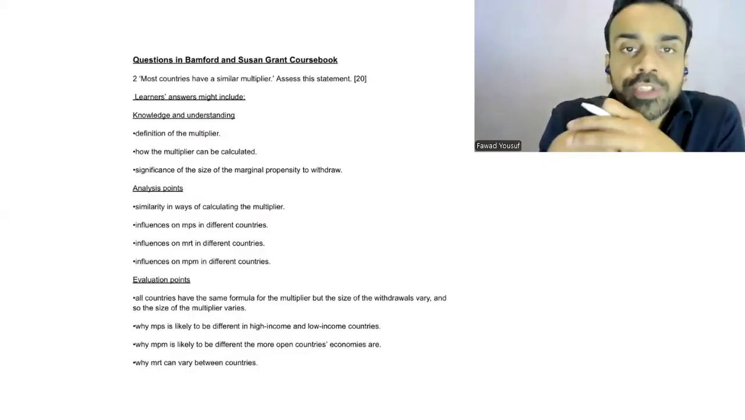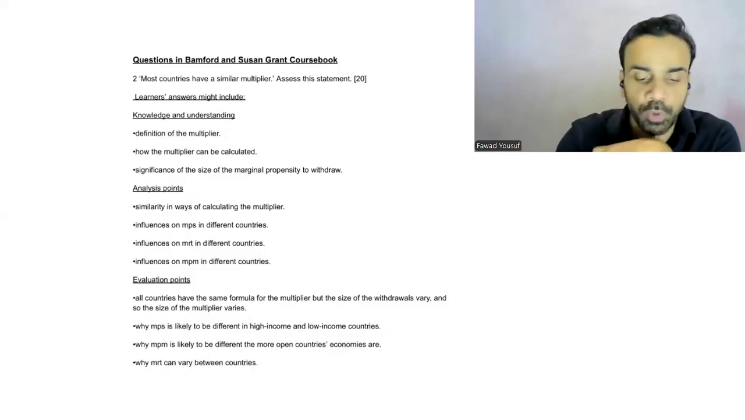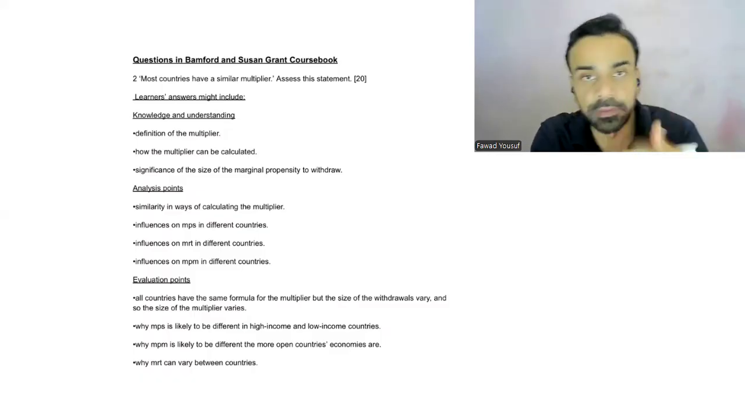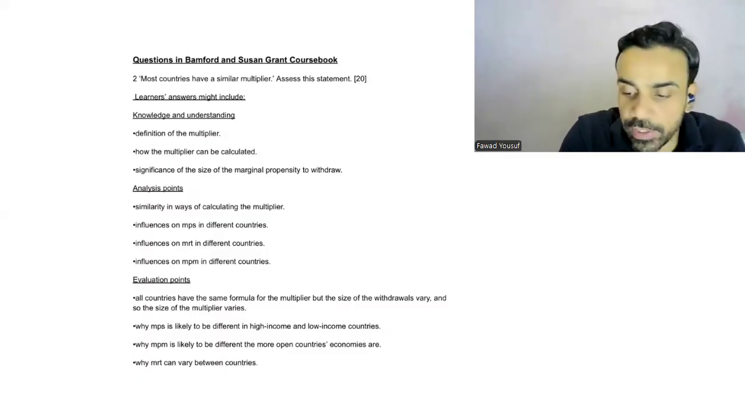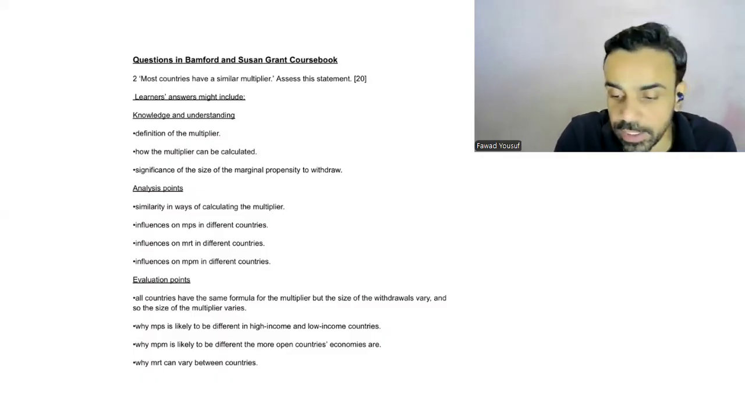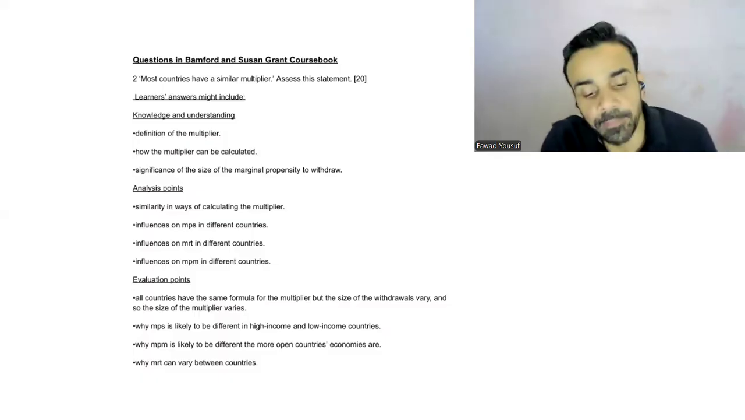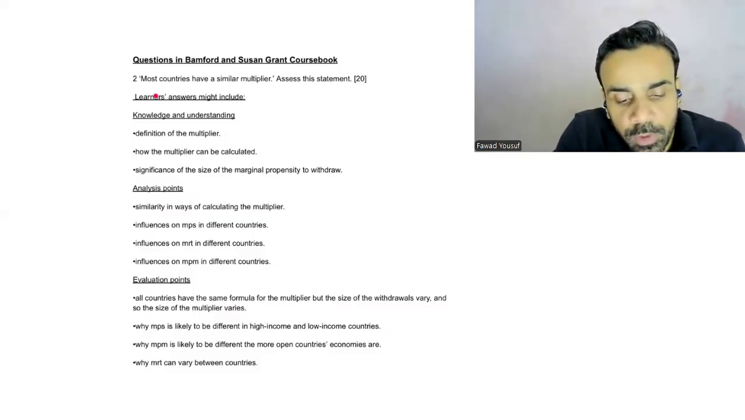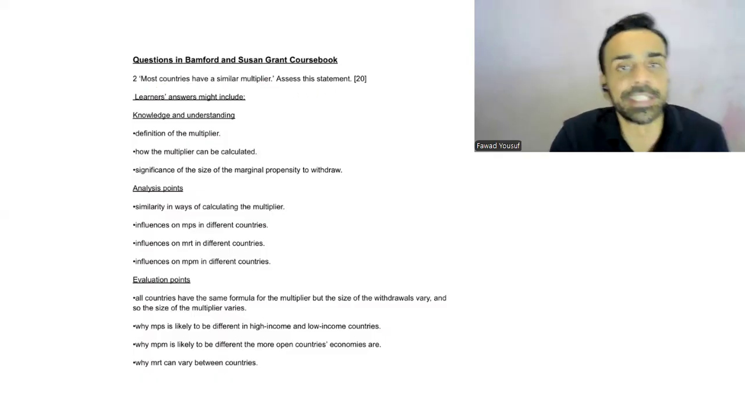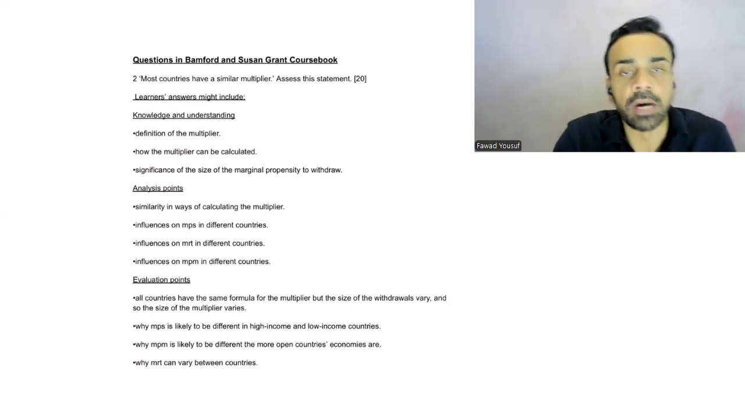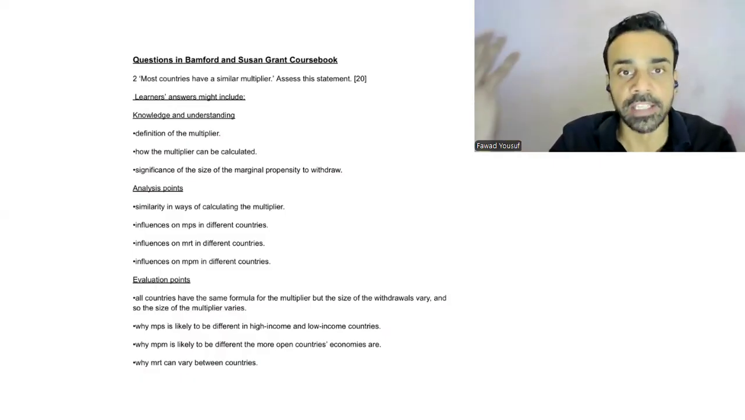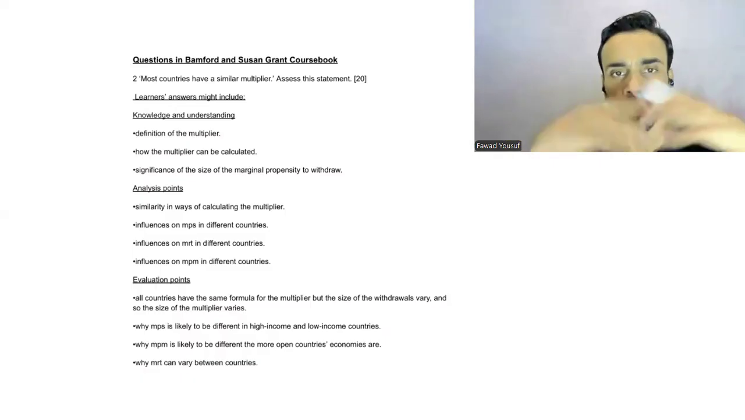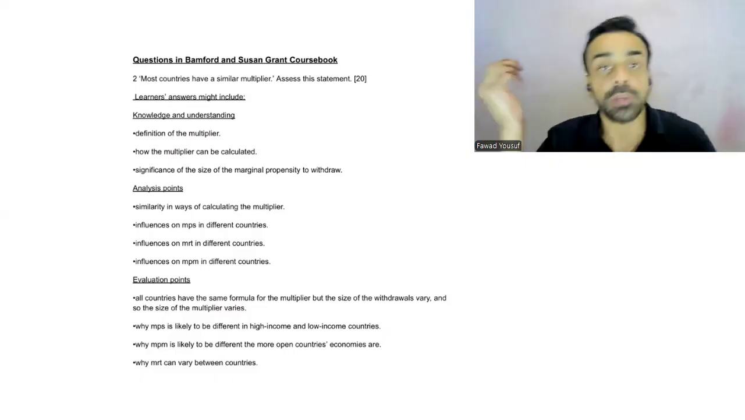In Bamford and Susan Grant's course book, one suggested question is, and Bamford, we take it seriously. I personally take it very seriously, and I tell everybody that you have to take Bamford seriously, a lot of things come from it. Bamford's course book suggests this question: most countries have a similar multiplier. Assess this statement. Okay. Now obviously there is not much in the question, but behind this singular word, multiplier, there is a whole story, which we talked about today.